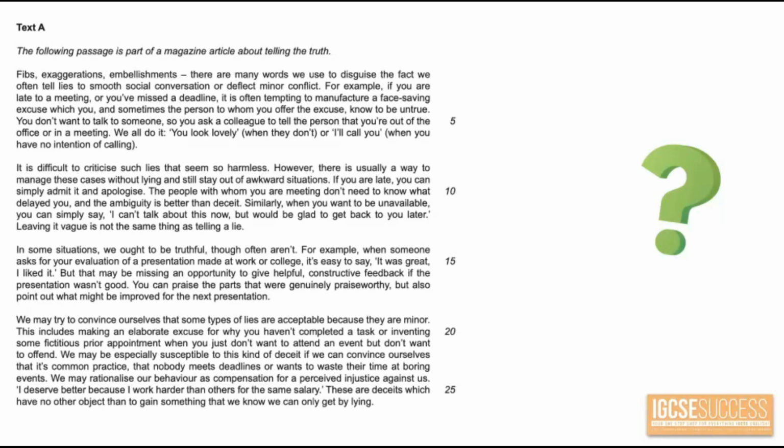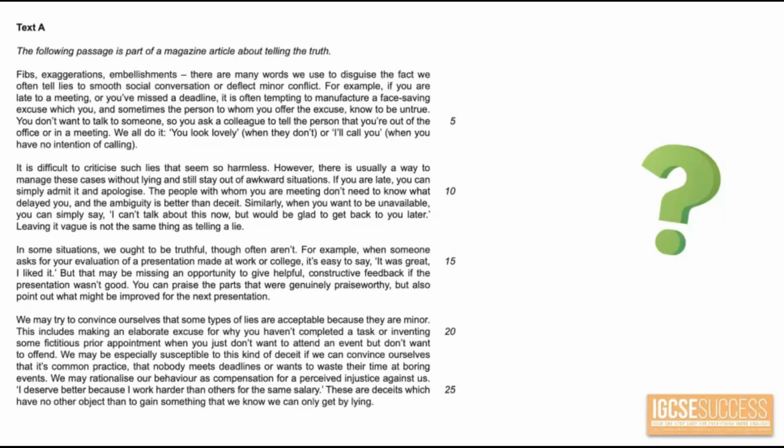for the next presentation. We may try to convince ourselves that some types of lies are acceptable because they are minor. This includes making an elaborate excuse for why you haven't completed a task, or inventing some fictitious prior appointment when you just don't want to attend an event, but don't want to offend. We may be especially susceptible to this kind of deceit if we can convince ourselves that it's common practice, which it is, guys, that nobody meets deadlines or wants to waste their time at boring events.